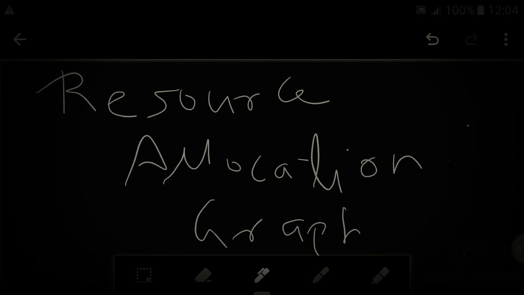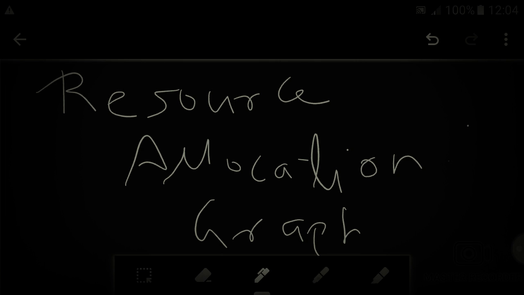So today we'll be learning about resource allocation graph. By the name itself, what we can conclude is that it is a graphical representation of how the resources get allocated. Means it is a graph which shows which resource is allocated to which process and which process is waiting for which process.